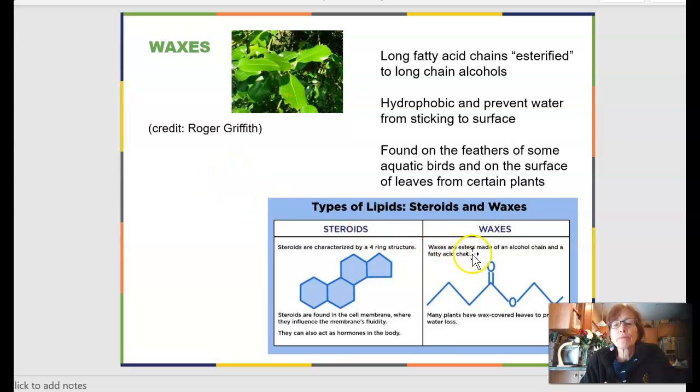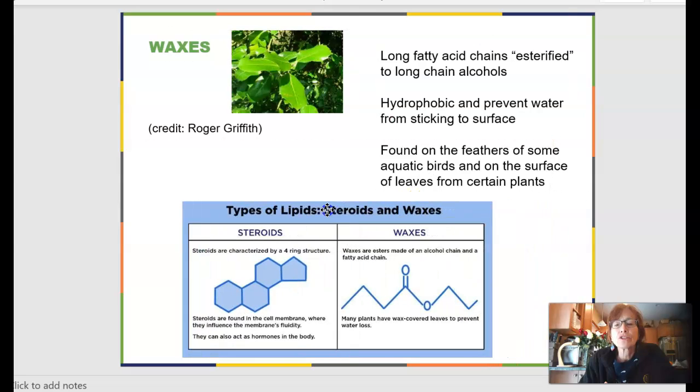So there you go. Waxes, we didn't spend much time at all looking at waxes, so I pulled a picture up of something. You can see that waxes have, again, carbons, a lot of hydrogens, some oxygens. They also have a little bit of an alcohol component to them. But the only thing we wanted to know is that because they're hydrophobic, they're going to prevent water loss from the surface of plants and also from birds' feathers and things like that.